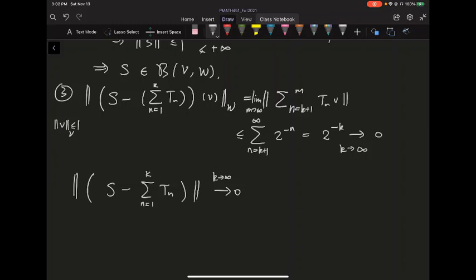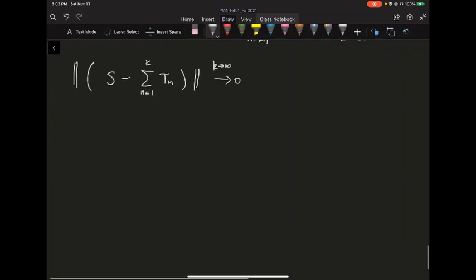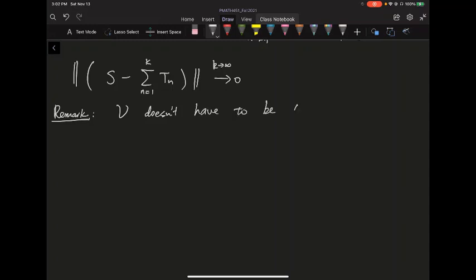So this is the last piece. Now we finish the proof that this is complete. And I just want to remark one thing. If you go over the proof, you may realize we never use V as a Banach space. So V doesn't need to be a Banach space. It doesn't have to be complete. As long as V is a normed vector space, you're okay. The same proof goes through. We only use that W is a complete vector space.